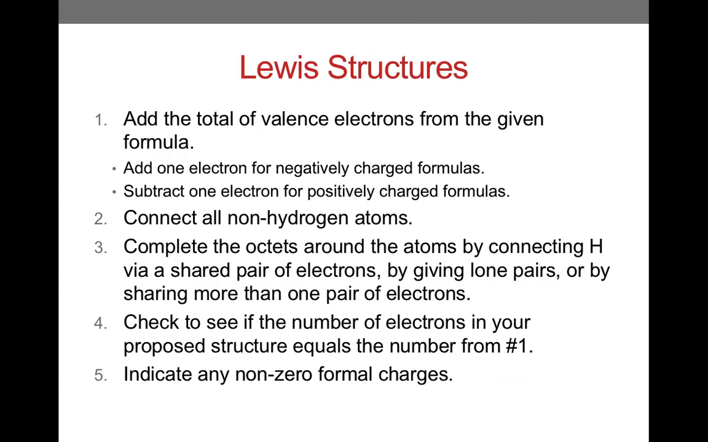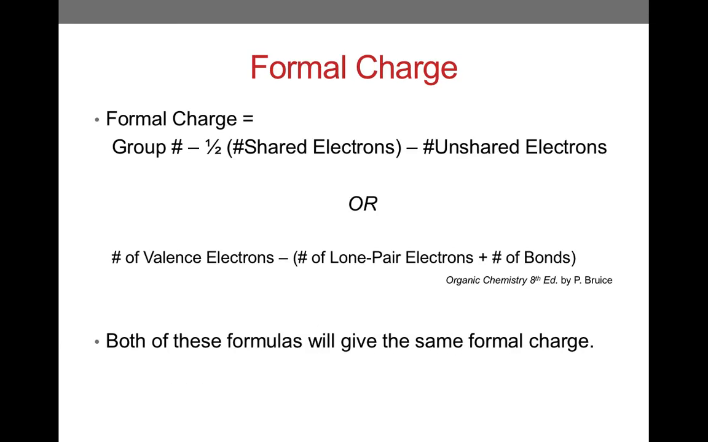Finally, it's important to indicate any non-zero formal charges. Formal charge gives us the charge of a molecule. There are 2 basic formulas we can use to calculate the formal charge. Both will give the same formal charge. So we can either take the group number, subtract from that half the number of shared electrons, subtract from that the number of unshared electrons. Or you can take the number of valence electrons and subtract from that the quantity of the number of lone pair electrons plus the number of bonds.